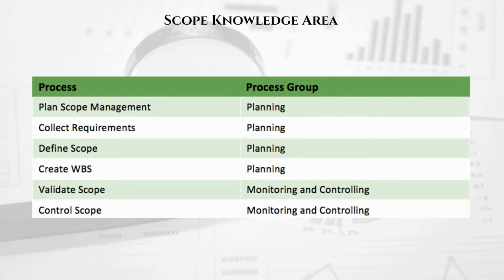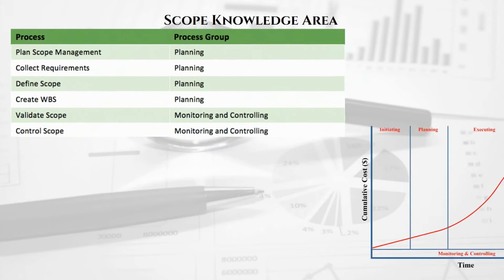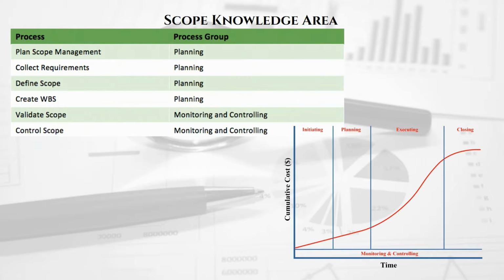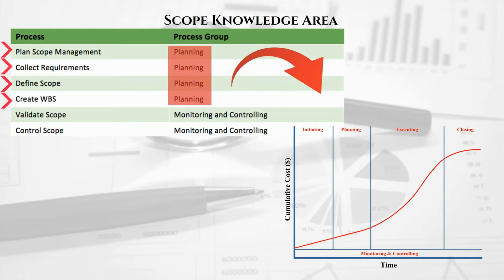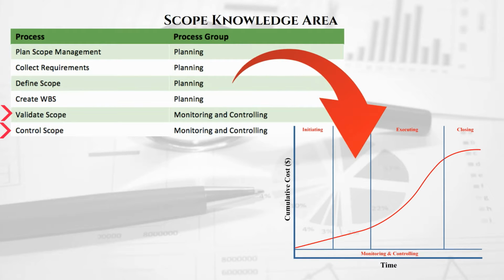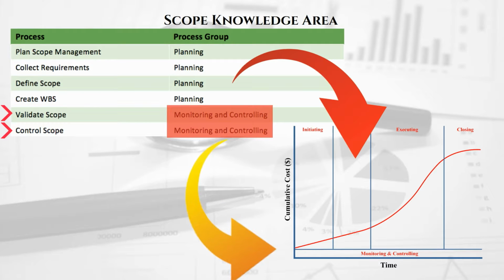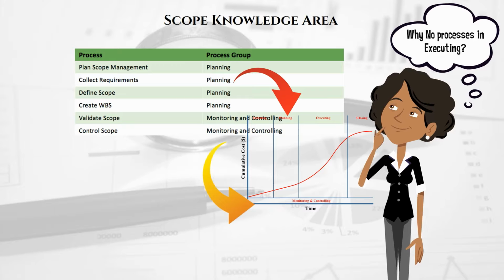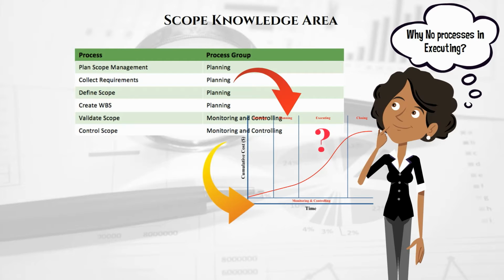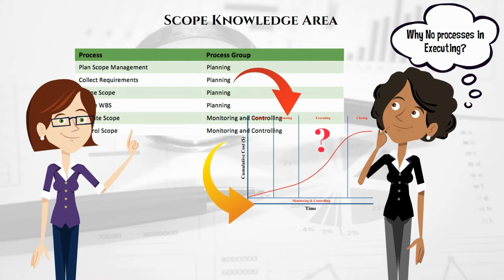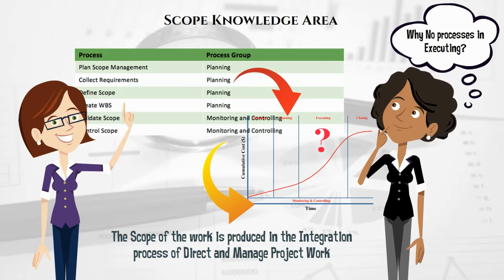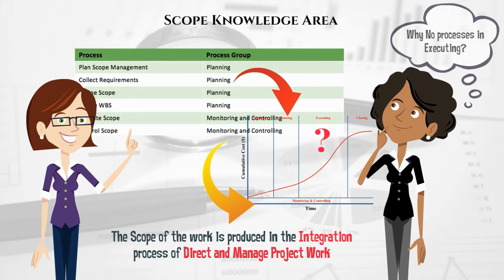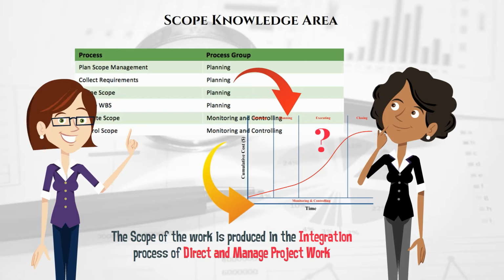Now let's take a look at the distribution of the processes of the scope knowledge area. As you can see, 4 of the 6 processes are found in planning, while the 2 remaining processes are found in monitoring and controlling. You may be wondering why there are no processes that occur during executing. This is because the scope of the work is actually produced in the integration process of direct and managed project work.